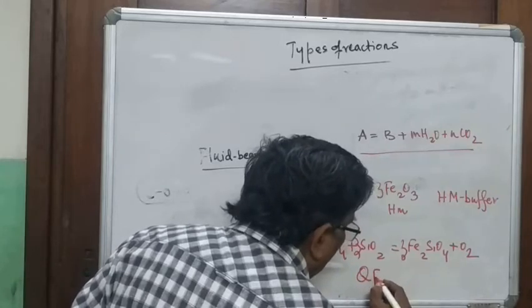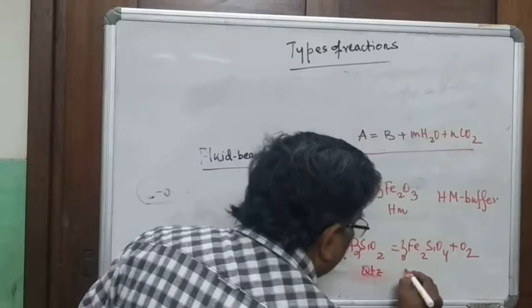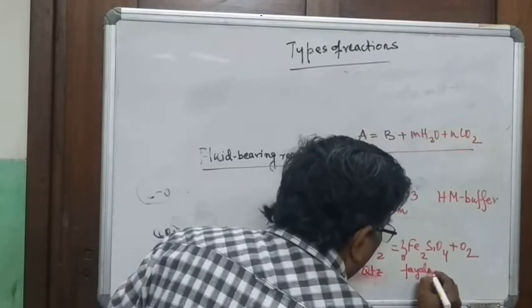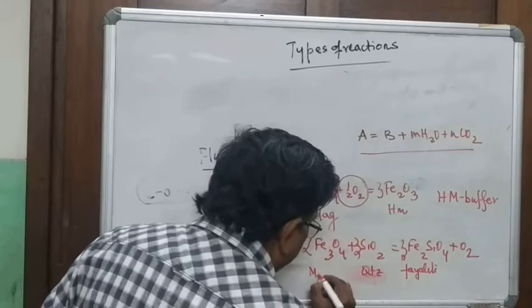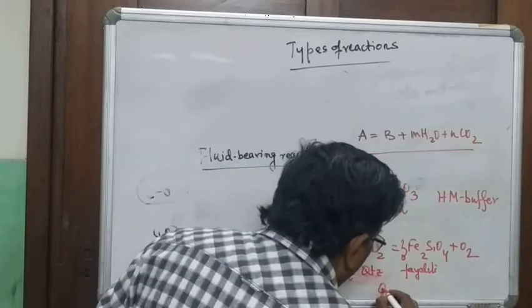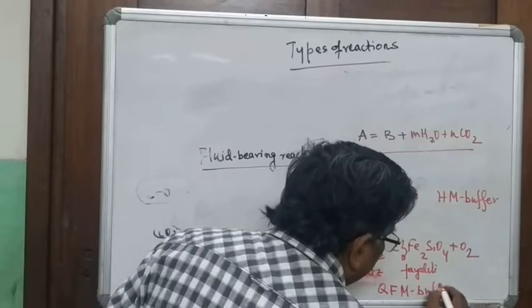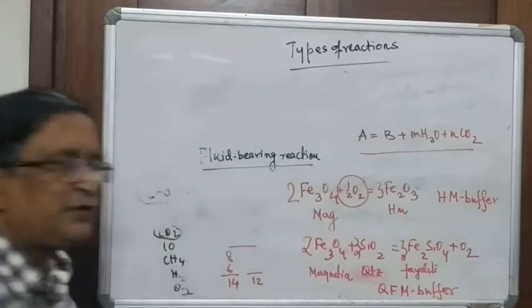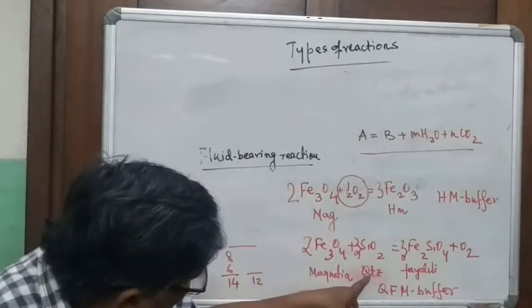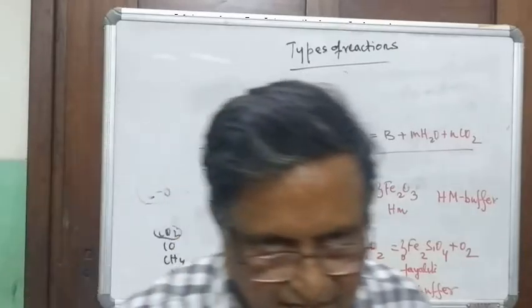This is quartz, fayalite or olivine, and magnetite. So it's called QFM buffer. Why buffer? We will talk about it. Quartz, fayalite, magnetite buffer. There are many such buffer reactions.